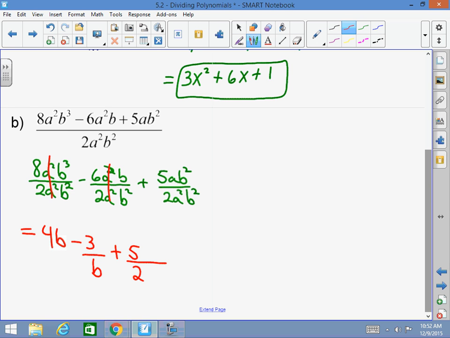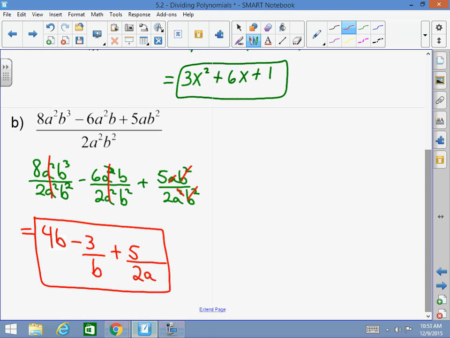I've got an a in the numerator, a squared in the denominator, so I get rid of 1a in the numerator, 1a in the denominator. I'm left with 1a in the denominator. B squared divided by b squared, they cancel, and that is my answer. So sometimes you will have answers with variables in the denominator, and that's okay. That's part of the way it goes. Does that make sense, gentlemen?